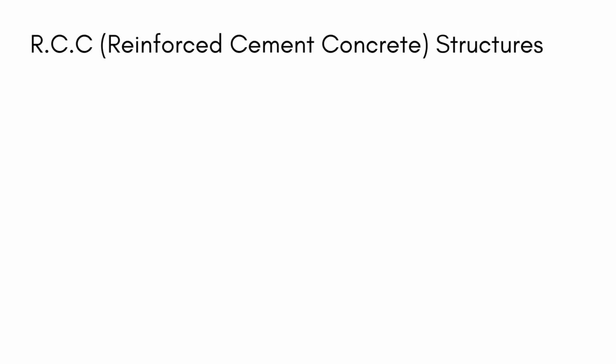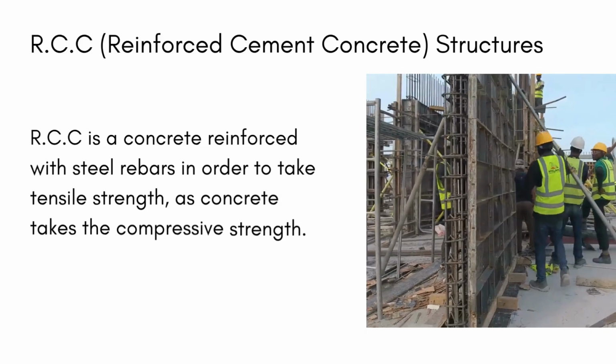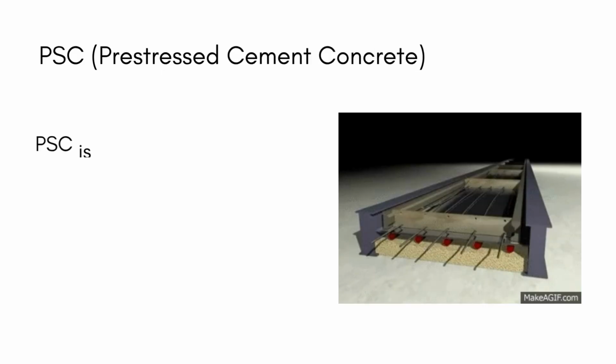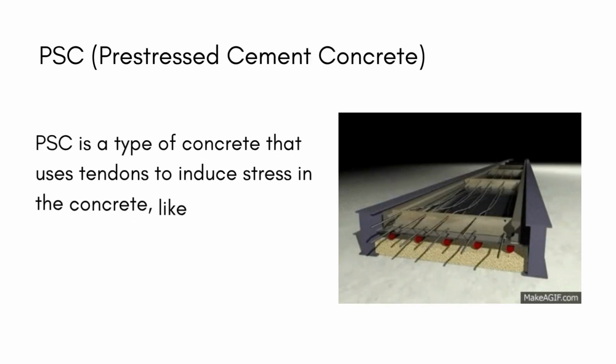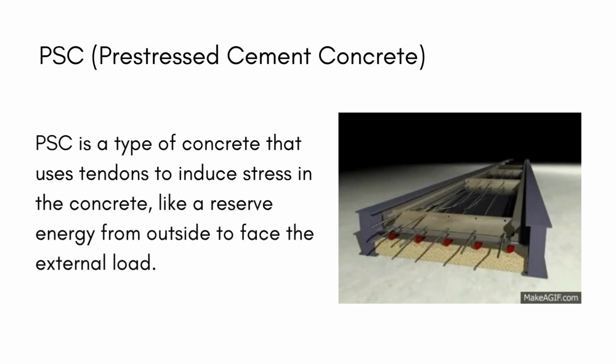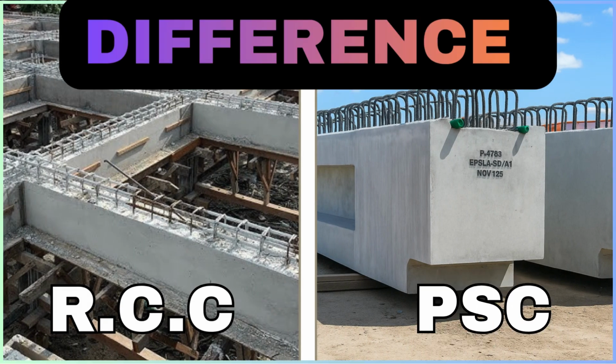RCC is concrete reinforced with steel rebars in order to take tensile stress, as concrete takes the compressive stress. While PSC is a type of concrete that uses tendons to induce stress in the concrete, like a reserve energy from outside to face the external load. Here we will clearly explain the difference between reinforced concrete, RCC, and prestressed concrete, PSC, in detail.